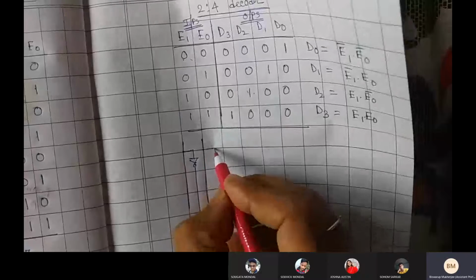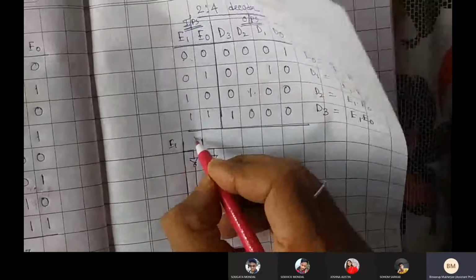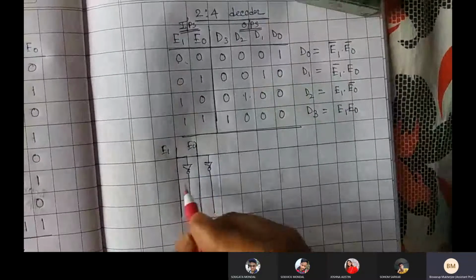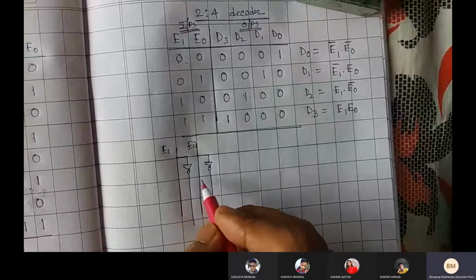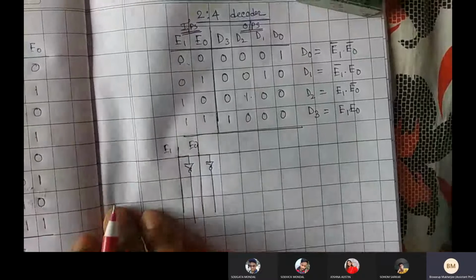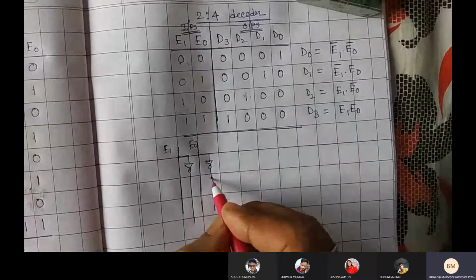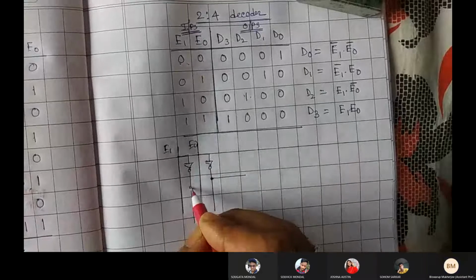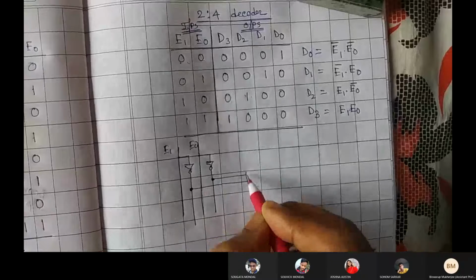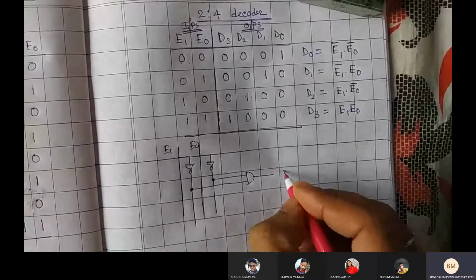One is E1, another is E0. So this one is E1, this one is E0. And so first of all, D0 equal to E1 bar, E0 bar. So both complement. One AND gate will provide you D0.